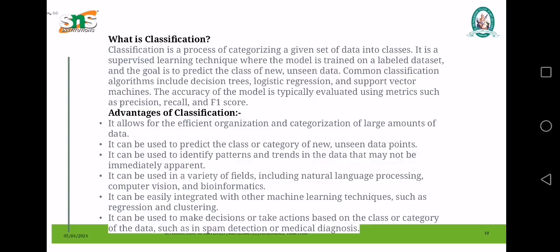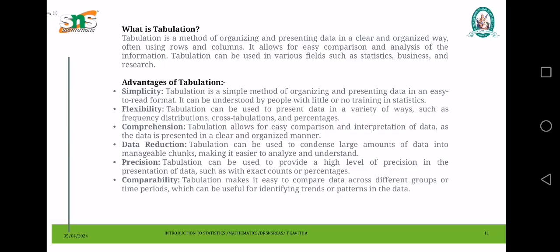What is classification? Classification is a process of categorizing a given set of data into classes. It is a supervised learning technique where the model is trained on a labeled dataset and the goal is to predict the class of new unseen data. Common classification algorithms include decision tree, logistic regression, and support vector machines. The accuracy of the model is typically evaluated using metrics such as precision, recall, and F-score.